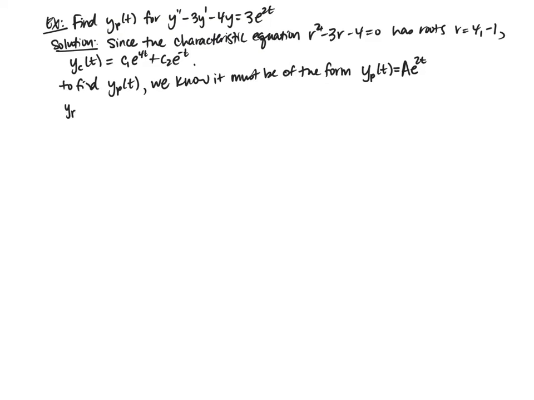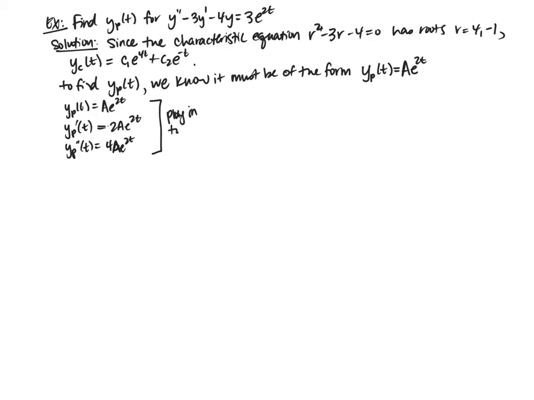So if yp of t is equal to A e to the 2t, then yp prime of t, just take the derivative, is going to be 2A e to the 2t, and yp double prime of t is going to be 2 times 2 is 4A, oops, big A, e to the 2t. Okay, good. So let's plug all this into the differential equation.